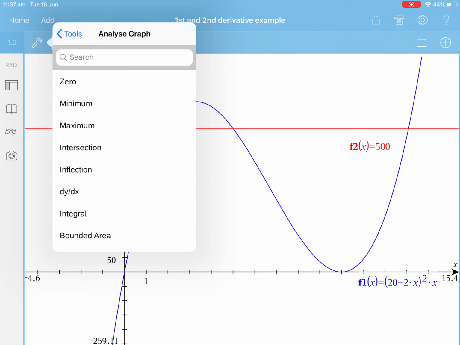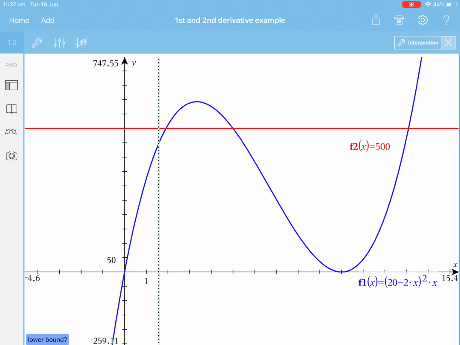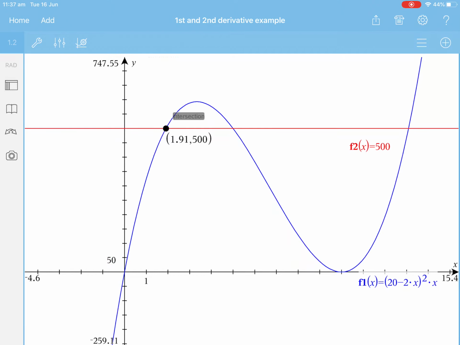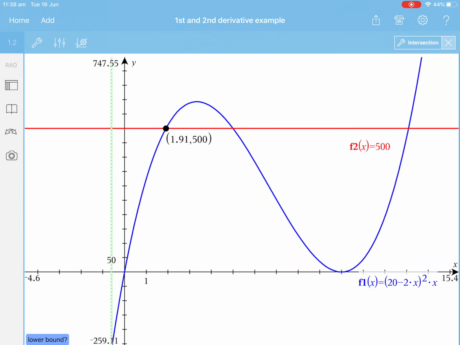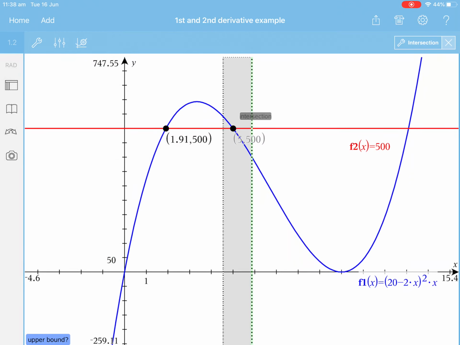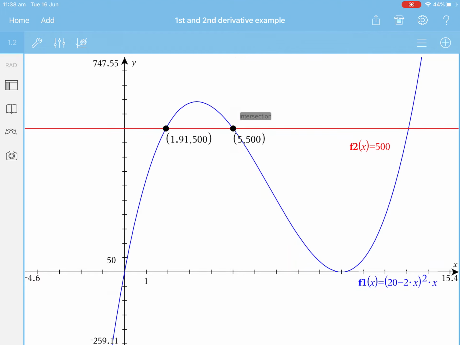So home, analyze graph, find the intersection point between there and there. There's one of them. I can find the intersection point between those 2 points. So that's another one. And then finally repeat that, find the intersection between those 2 points. And we get the same answers. So there's a different approach using a graph. Okay, that's probably enough for this question. Lots more we could do, but you need to start playing with them yourself.